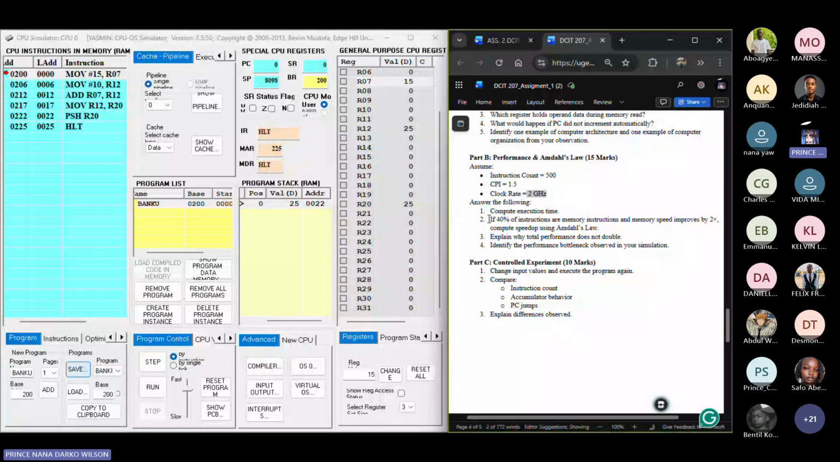Now, the next one says, if 40% of instructions are memory instructions and the memory speed improves by 2 times, compute the speedup using Amdahl's law. So this one is just a formula thing, so you use the formula. Can someone help us with the formula, Amdahl's law formula?